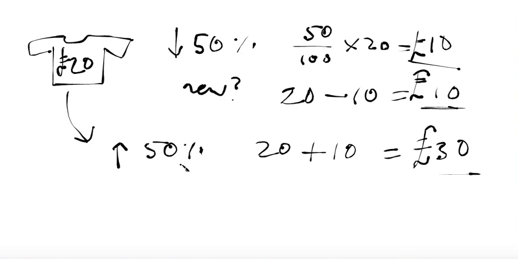This is the first way of answering this type of question, and this is probably the more intuitive way of doing it. But let me show you the other way because it's very useful. Now I'm going to show you a different way of dealing with percentage increase and decrease type of questions. Let's take the same situation as before, where we have a t-shirt. Let's just say it's worth £30 now.